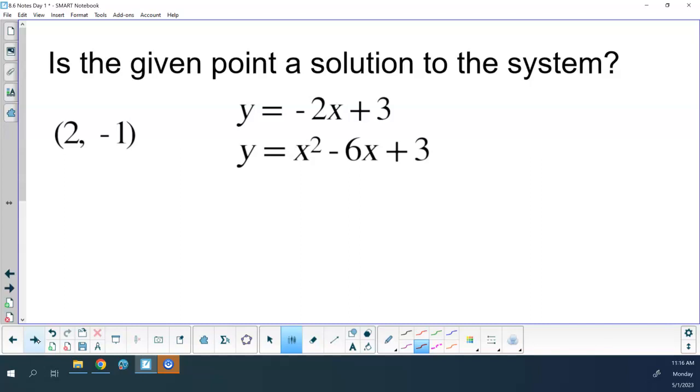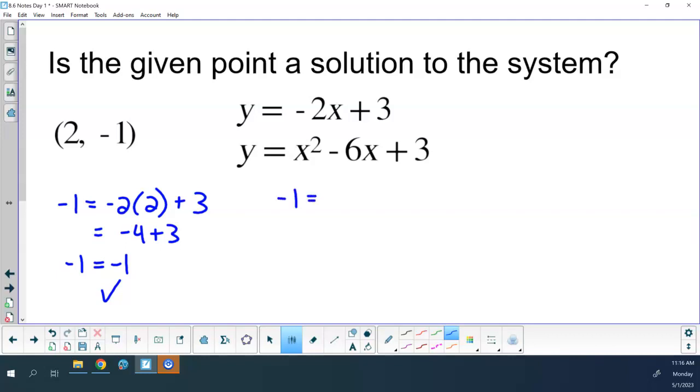So if I plug in 2 for x and 1 for negative y, I would get negative 1 equals negative 2 times 2 plus 3. Negative 2 times 2, negative 4. Negative 4 plus 3, negative 1. And negative 1 is equal to negative 1, so it does check out in the first one, correct? Check it in the next one.